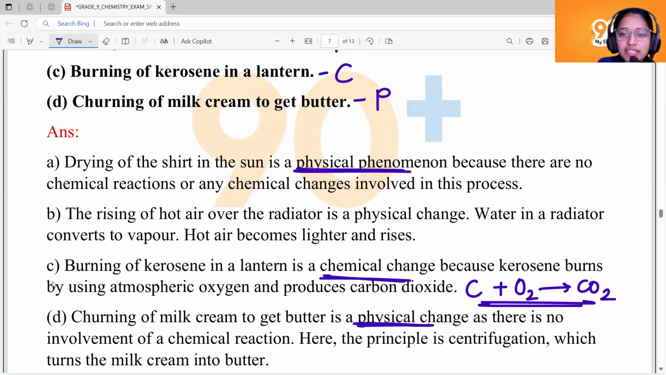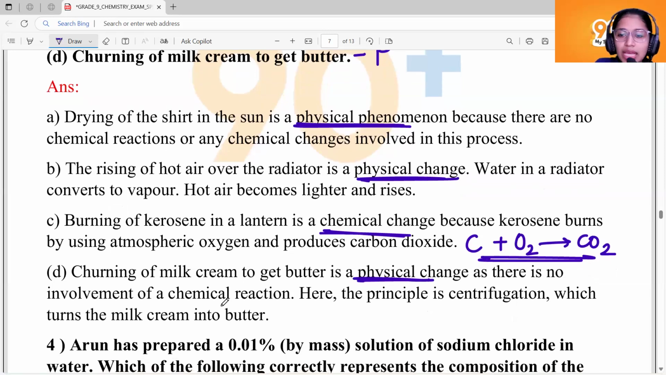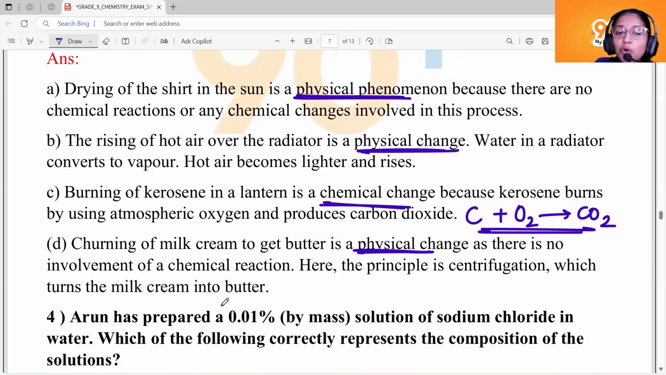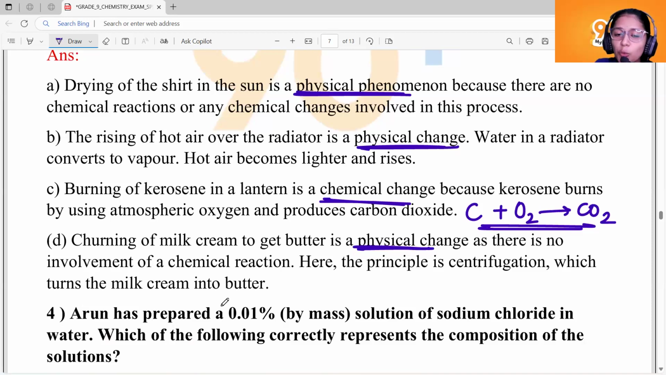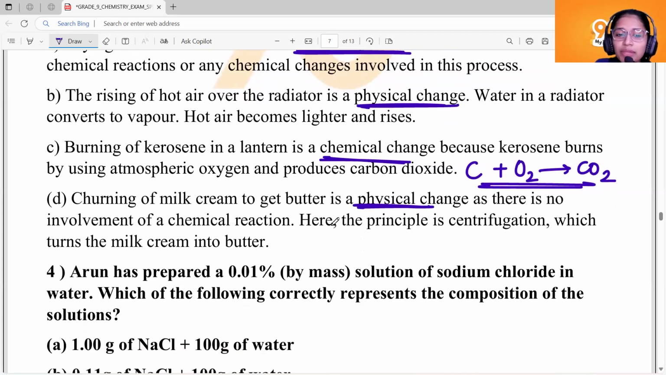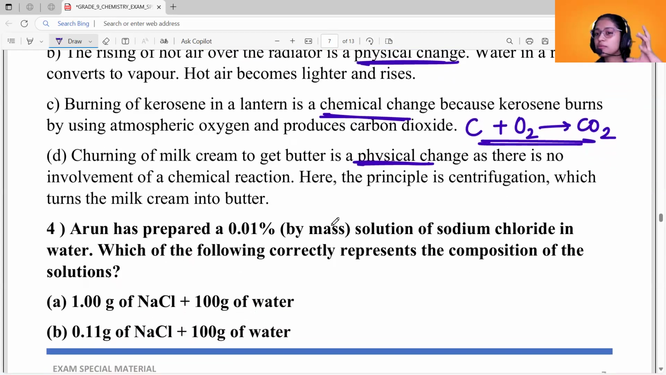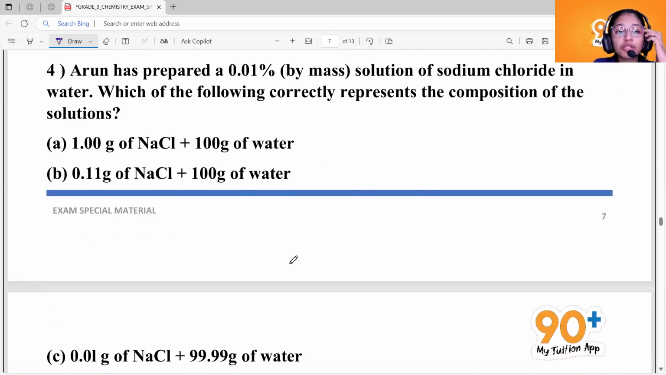So we have gotten 3 physical changes and 1 chemical change from the lot. Is it clear? Okay. Now, Arun has prepared a 0.01 percentage by mass solution of sodium chloride in water. Which of the following correctly represents the composition of the solution? So here it's basically a multiple choice question, but here it involves some work. Okay, so we have to find out the correct composition of the solution.